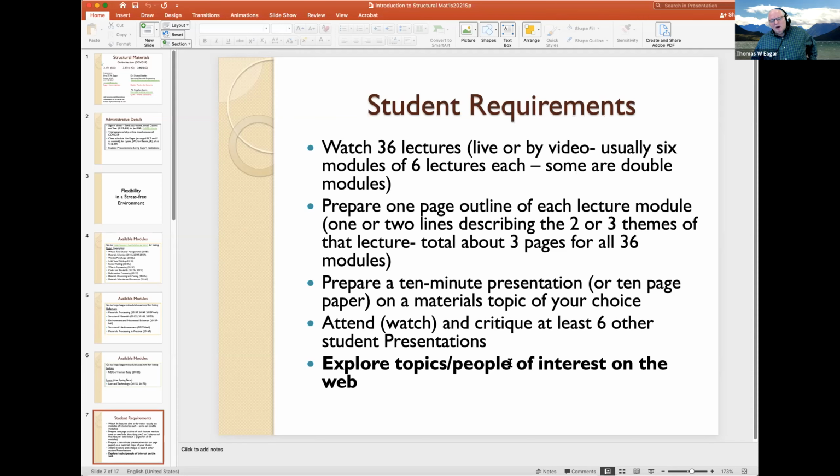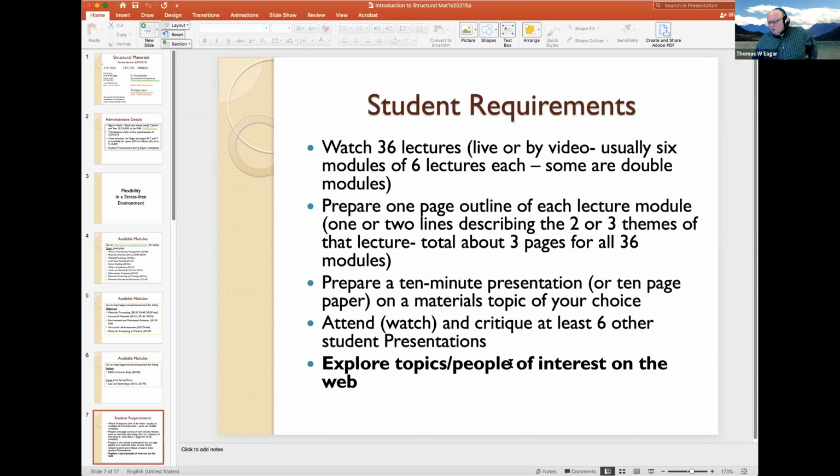And one of the things I'd like you to do, I used to hand out hundreds of pages of supplemental materials. This is mostly when I taught some welding. But now I found that it's easy to explore topics and people of interest. If something comes up when you're listening to a lecture, all you have to do is Google it or Yahoo it or whatever you want to do and do a little research on it.